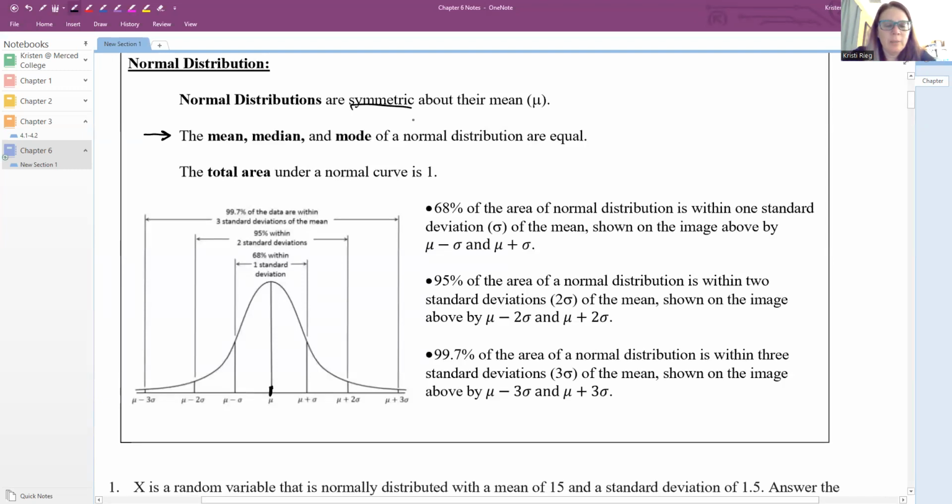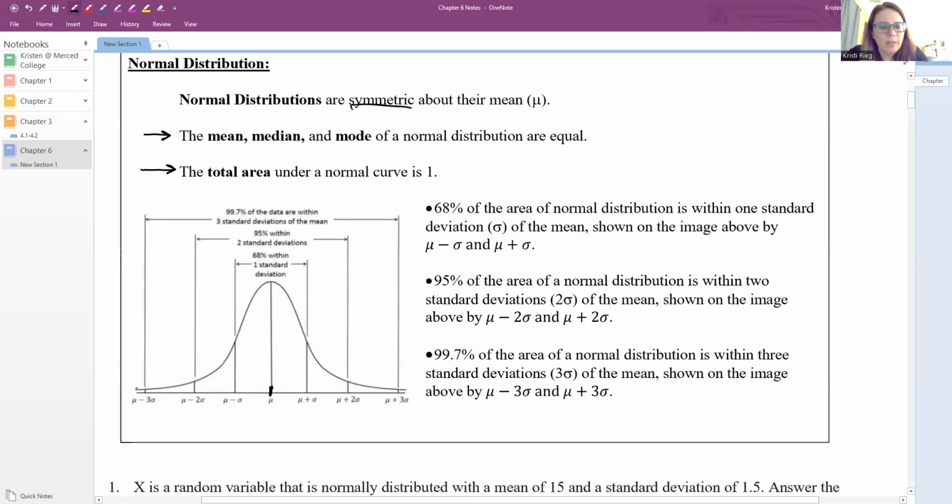And so since they're symmetric, since there's no outliers, then the mean and the median and the mode are all the same. It should make sense about the mean and the median being the same because of the symmetry, but then that tall height in the middle, that peak in the middle, is what also gives us the mode at that same location. And then this one right here, the total area under the normal curve is 1.